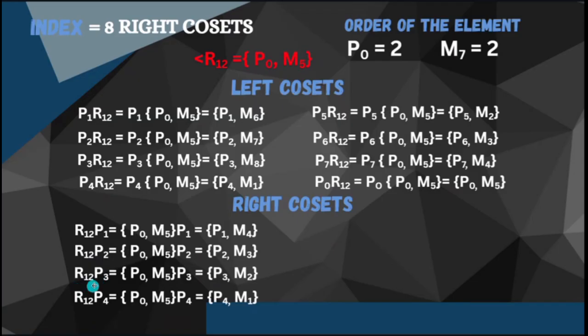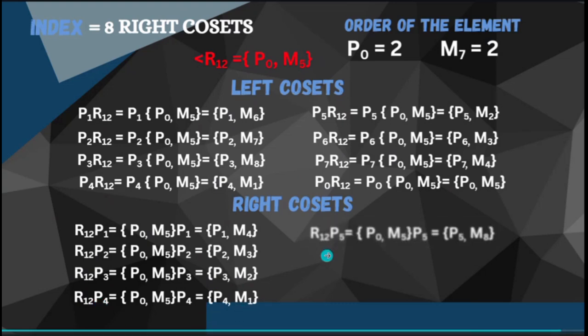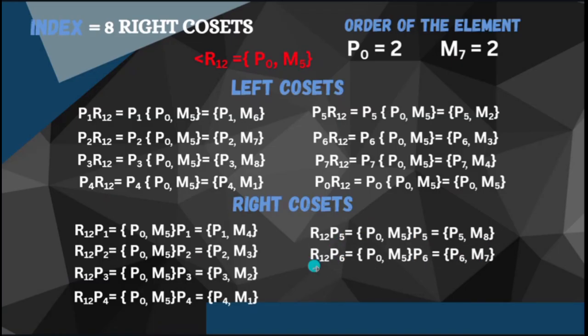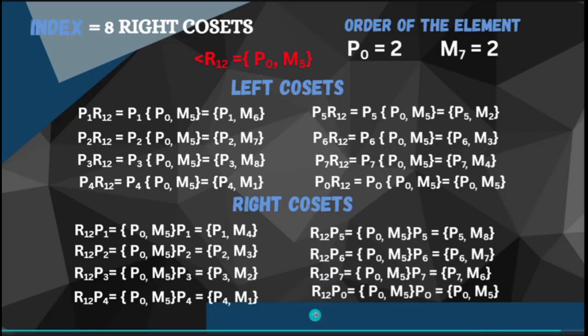For R sub 12 multiplied by rho sub 3, we have rho sub 3 and mu sub 2. For R sub 12 multiplied by rho sub 4, we have rho sub 4 and mu sub 1. For R sub 12 multiplied by rho sub 5, we have rho sub 5 and mu sub 8. For R sub 12 multiplied by rho sub 6, we have rho sub 6 and mu sub 7. For R sub 12 multiplied by rho sub 7, we have rho sub 7 and mu sub 6. For R sub 12 multiplied by rho sub 0, we have rho sub 0 and mu sub 5.